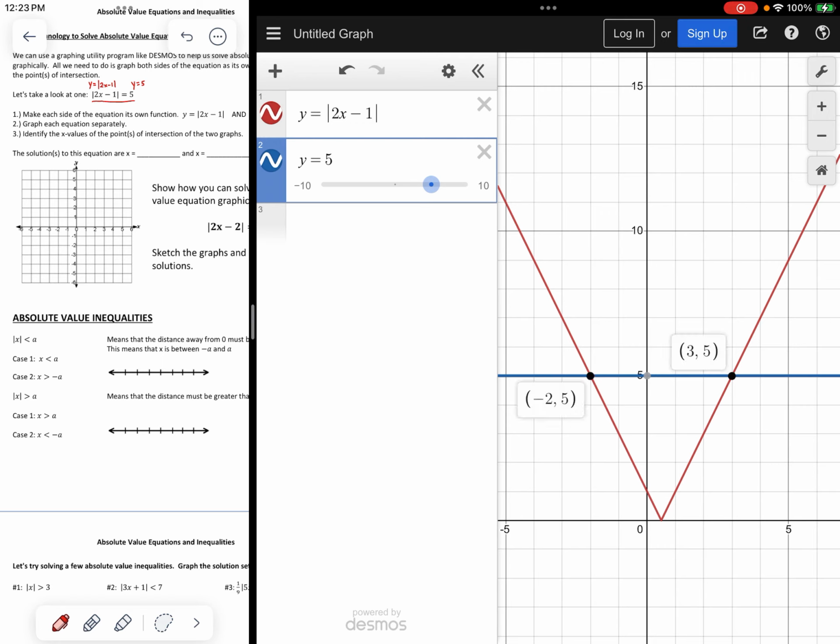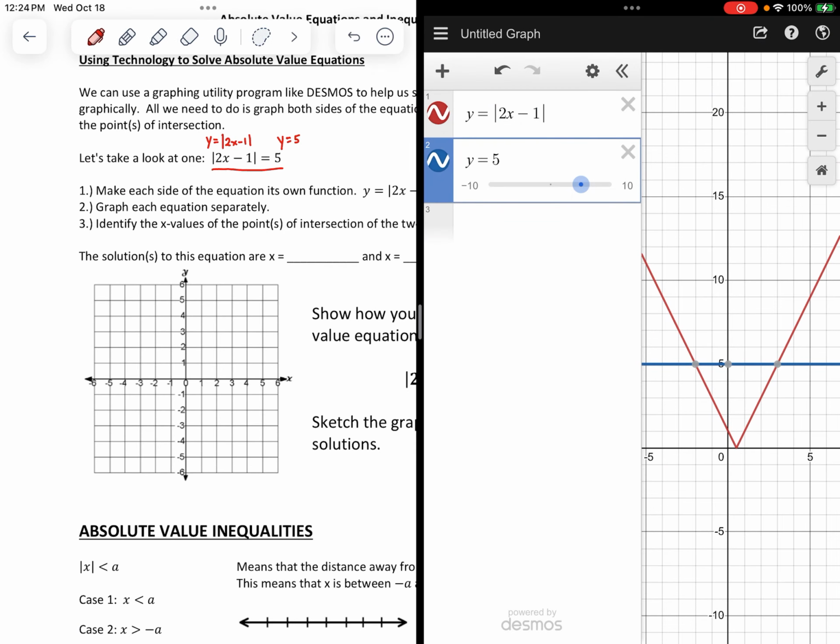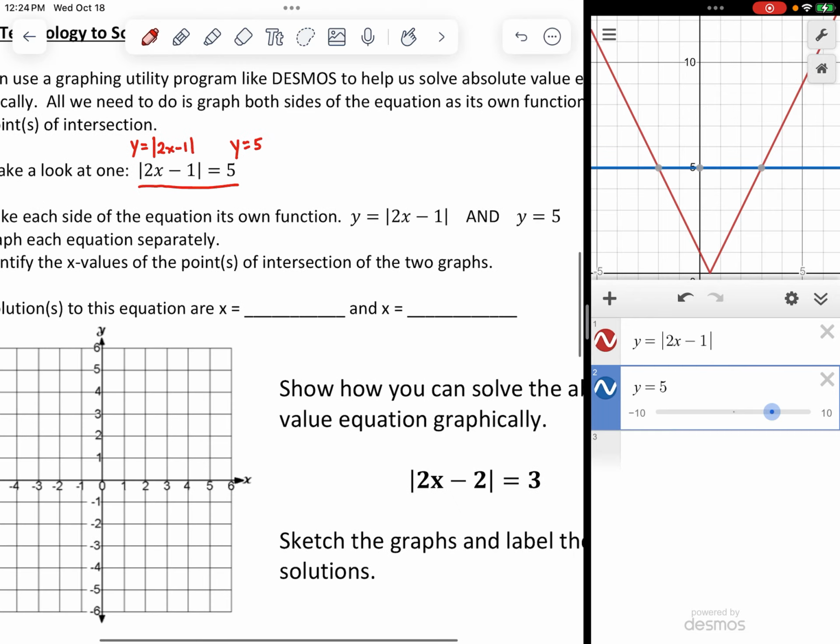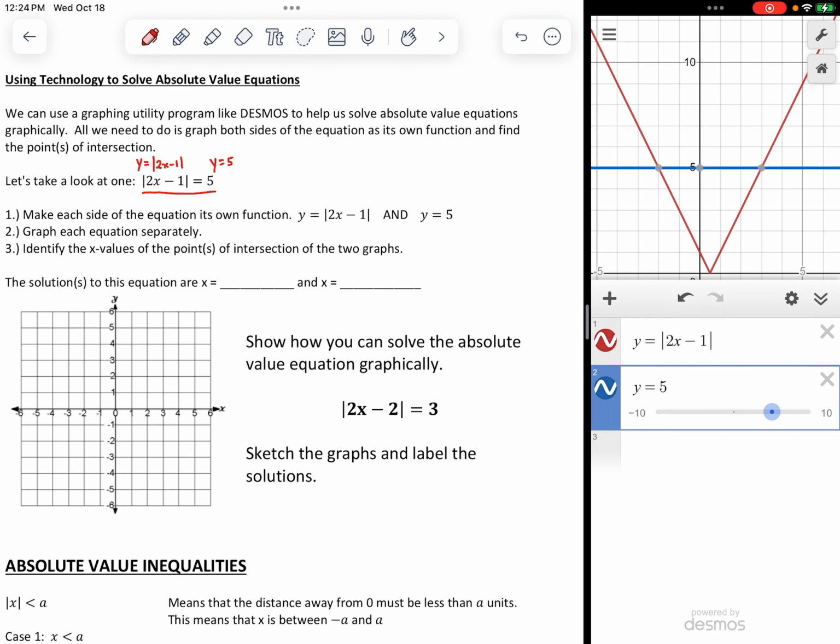You'll notice here their points of intersection are at (-2, 5) and (3, 5). Since we are solving for x in this equation, we are only concerned with the x values of those two coordinates. So in this case, the solutions to this original equation are x equals -2 and x equals 3. And there's a space for this on your notes. You can see right here. The solutions to this equation are x equals -2 and x equals 3.